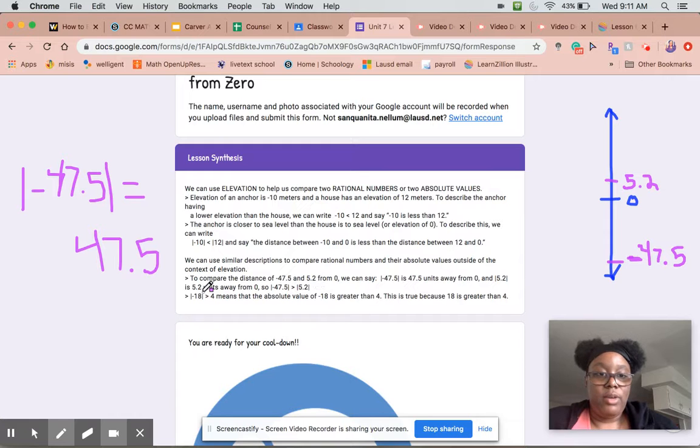What about here? Same thing, negative 18. The absolute value of negative 18 is greater than 4. This is true because 18 is greater than 4.